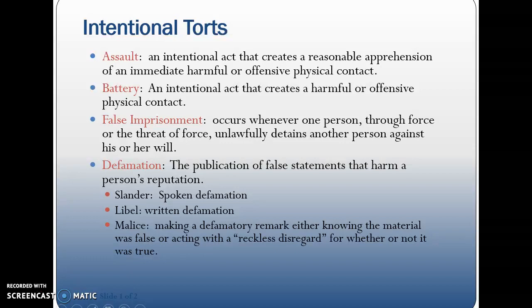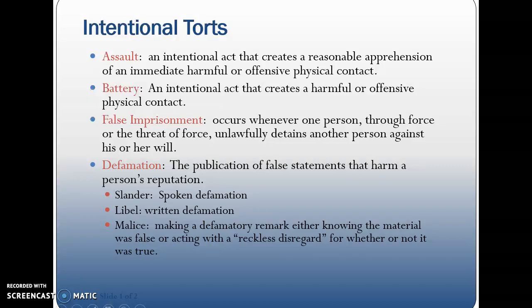So while assault and battery can go hand in hand, they can be separate on the civil side in terms of what claims we would file. So you can file an assault claim or you can file a battery claim. But again, they do not necessarily have to go hand in hand. Now keep in mind, battery is an intentional act that creates a harmful or offensive physical contact.